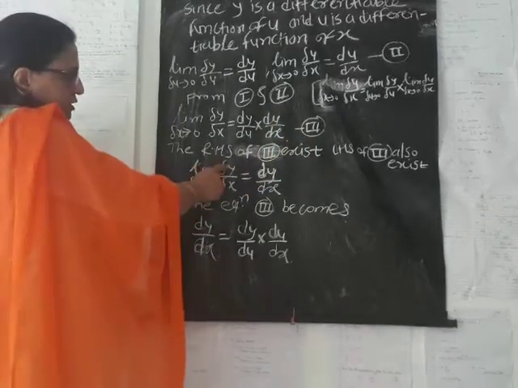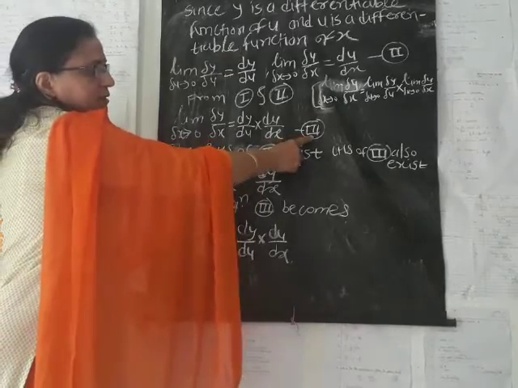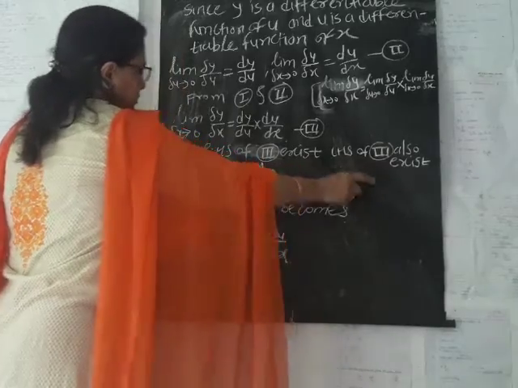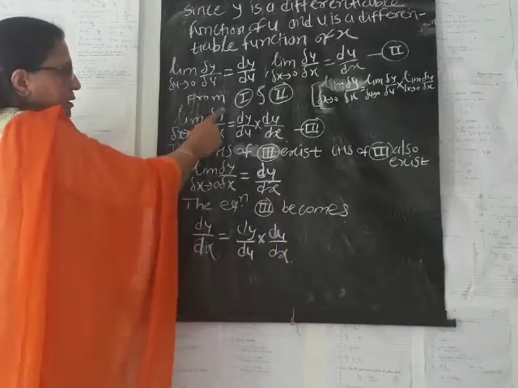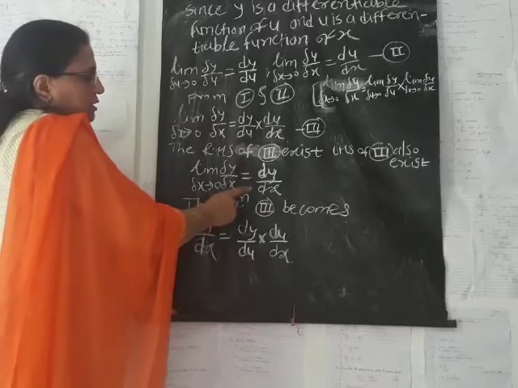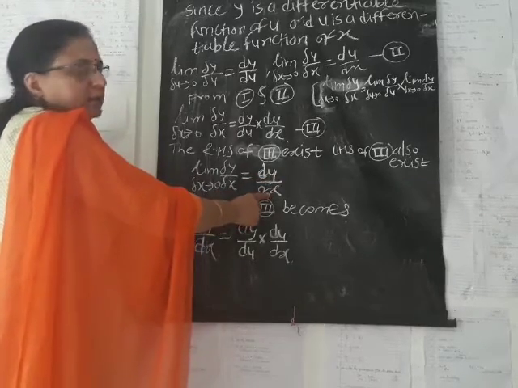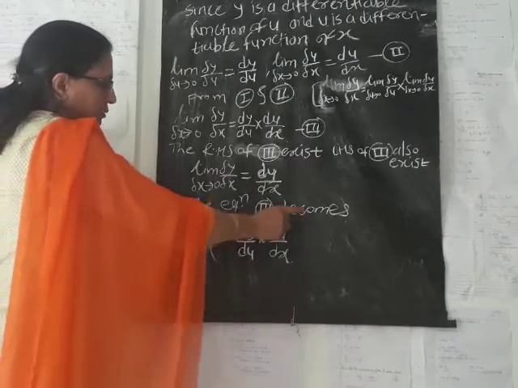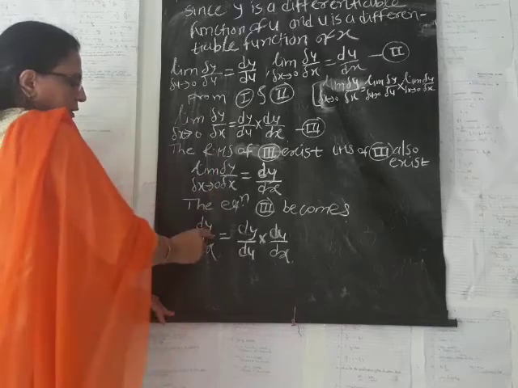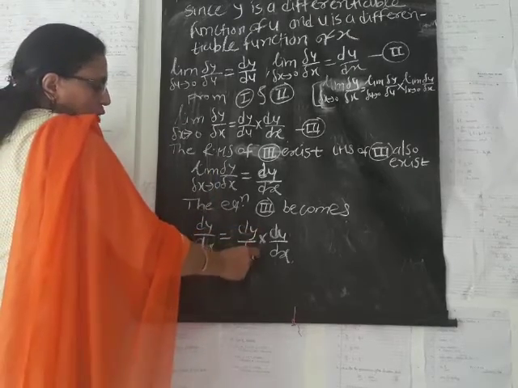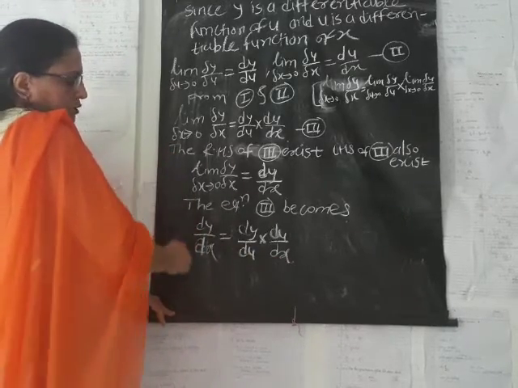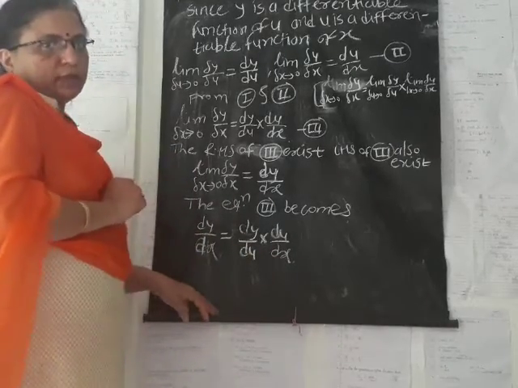So what's your observation? RHS of third exists. So LHS of third also exists. What is LHS? Limit delta y by delta x tends to 0. This also exists. It is equal to dy by dx. The equation third becomes dy by dx is equal to dy by du into du by dx. So this is the proof of the theorem. Okay.